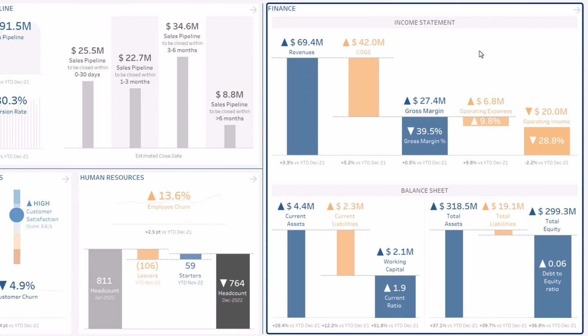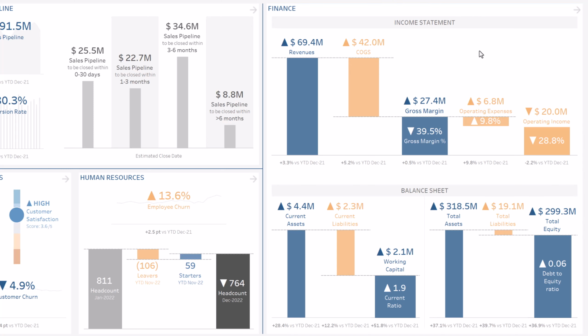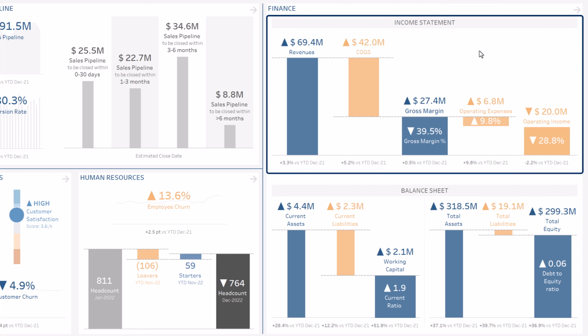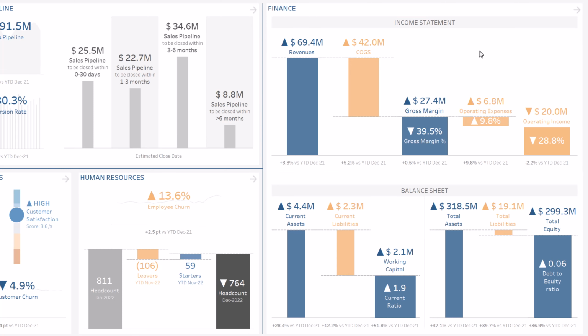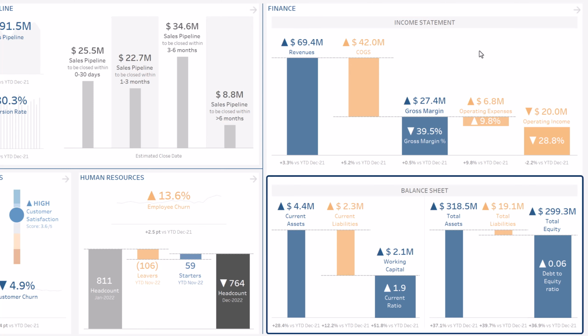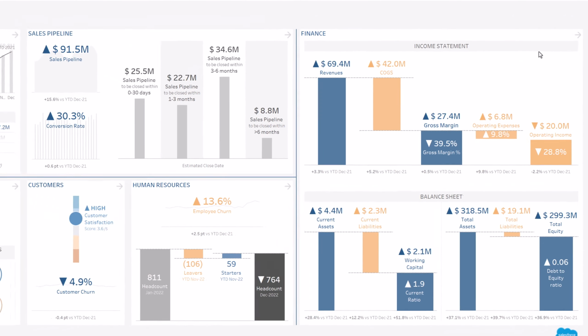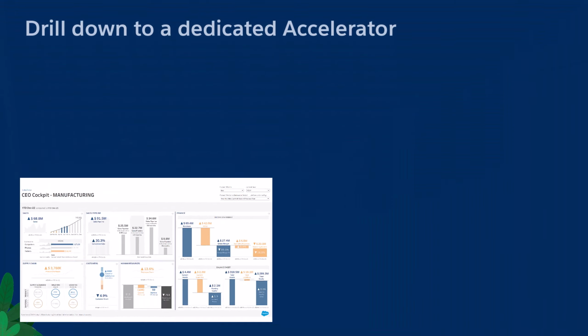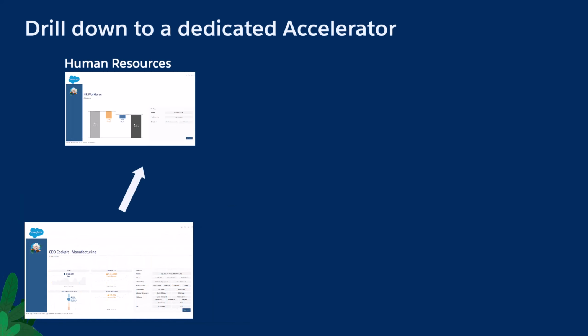Finally, on the right, you can assess the financial health of your organization. At the top, what are your financial results? At the bottom, what are your financial positions? For each subject you can drill down to a dedicated accelerator and take action.